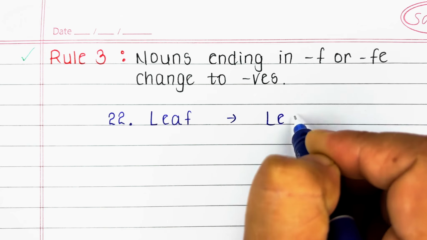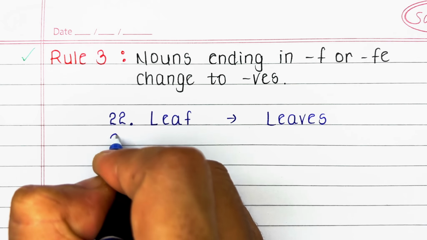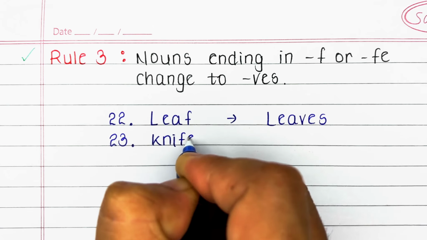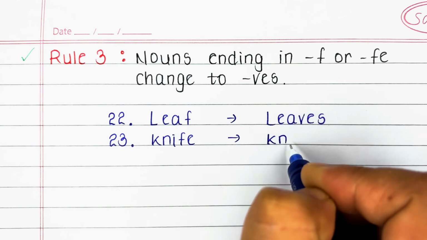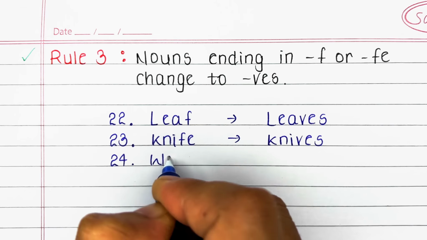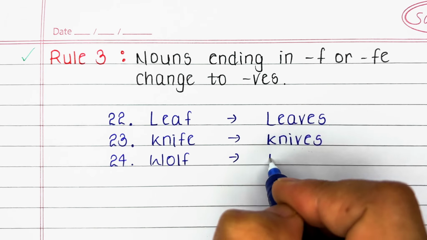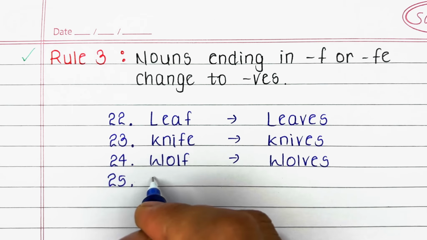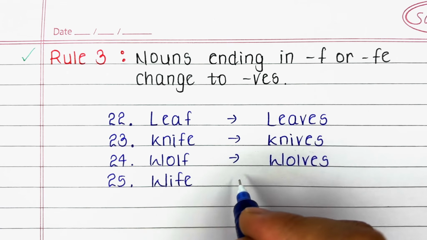Our first word is leaf. As you can see, the word is ending with F. Now what we will do, we will remove F from the end and we will add VES. So the plural of leaf becomes leaves. Next word is knife. The plural of the word knife is knives.